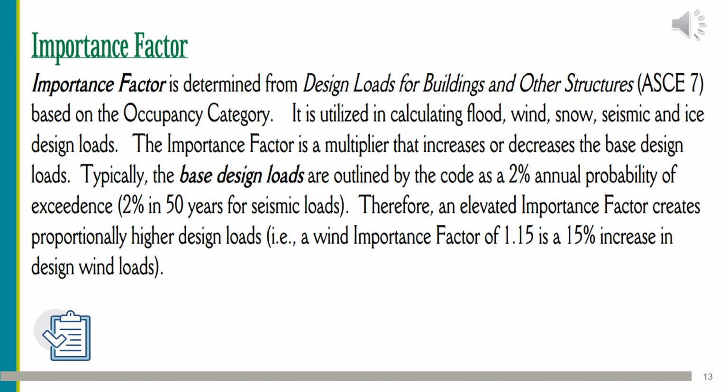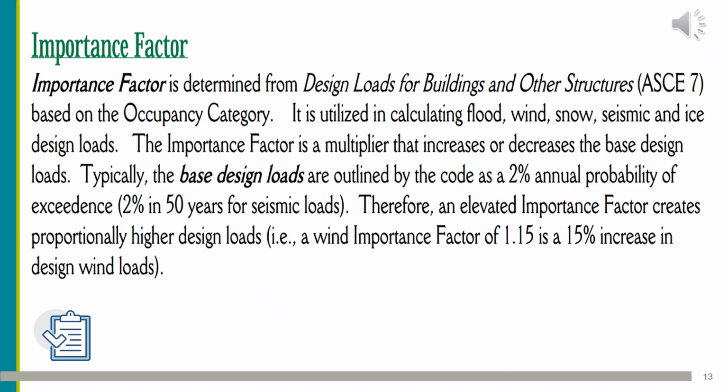The importance factor is determined from design loads of buildings and other structures, and again, you're going to the ASCE 7, and it's based on the occupancy category. It's utilized to calculate flood, wind, snow, seismic, and even ice design loads. So the importance factor is a multiplier that increases or decreases the base design loads. This is all done by the engineer and should be on the first page of your structural drawings on a set of commercial plans.